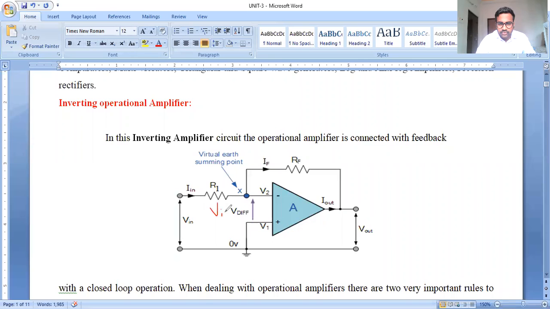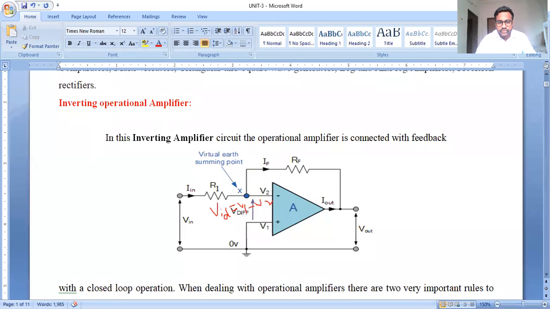VID is nothing but the input difference voltage, which is taken across two terminals. VID is equal to V1 with respect to V2, the difference between the two input voltages. The output is observed across this particular terminal, V out, and this entire operation is a closed loop operation.